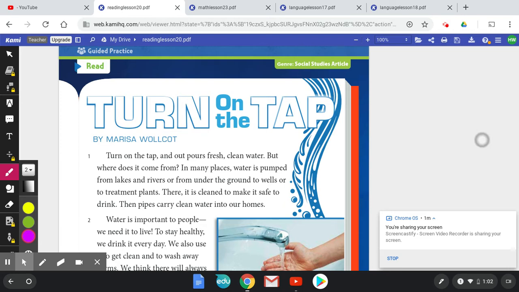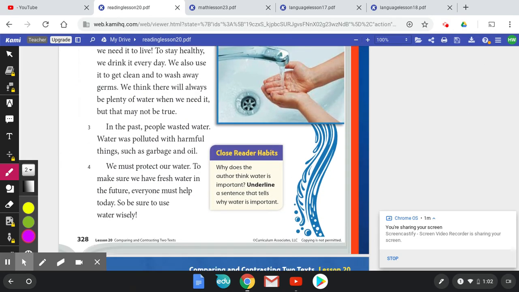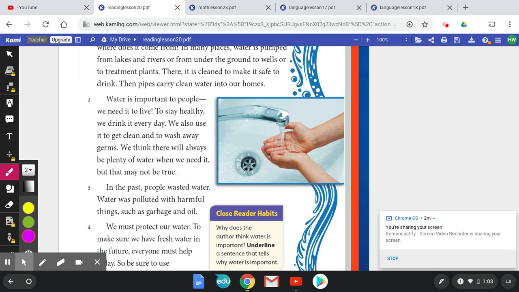So after we read, you should have looked at the closed reader habits. This is why does the author think water is important? Underline a sentence that tells why water is important. So we're looking only at the Turn on the Tap article right now. And if you look in paragraph 2, he talks about water is important. It says it right there. To people, we need it to live.